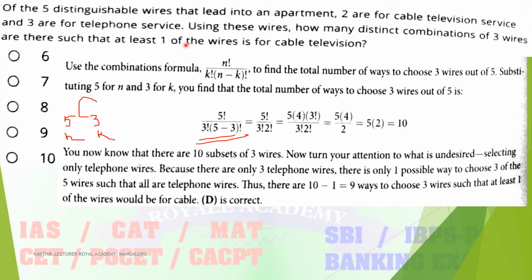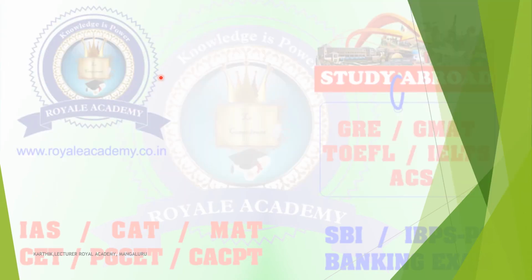So next, what do they tell? At least, in those 10 combinations, one is for cable television. So that is 10 minus 1, 9 ways. So the answer is 9. So option D is the correct one. You just see carefully, otherwise 10 is also an option, but they already told that at least one of the wires is cable television. So you have to subtract from the answer. 10 minus 1, 9 is the correct answer.